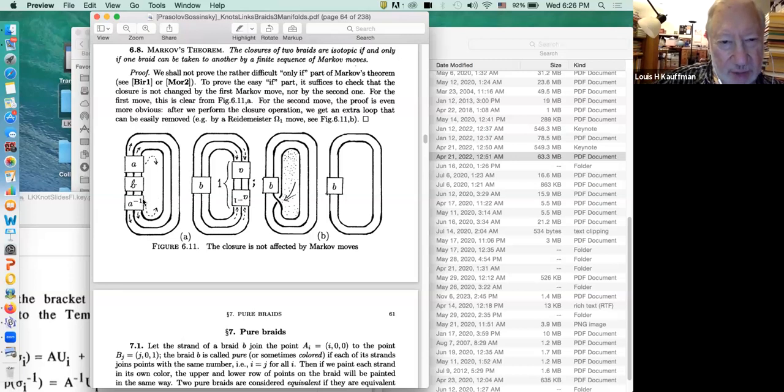They can have the same closure if you conjugate one braid by another. So we'll call that a Markov move as well. So there are two Markov moves. One is conjugation, and the other is stabilization.